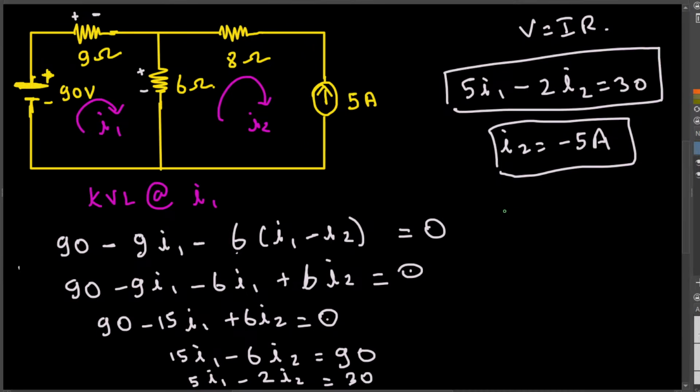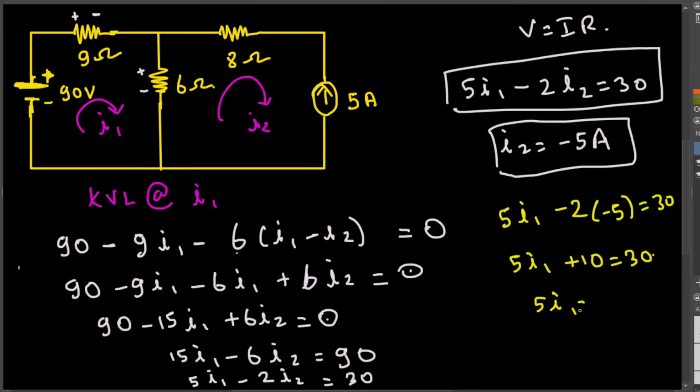So this is 5 I1 minus 2 times negative 5, that's equal to 30. Therefore, this is 5 I1, negative 2 times negative 5, that's positive 10, that's equal to 30. Therefore, 5 I1 is going to be equal to 30 minus 10. Therefore, I1 is going to be equal to 20 divided by 5. That is 4 ampere. I1 is equal to 4 ampere.